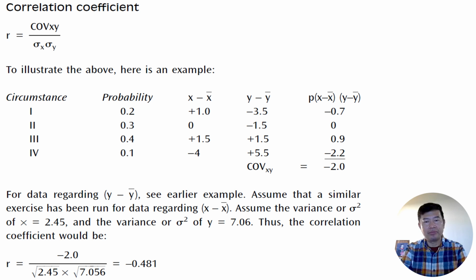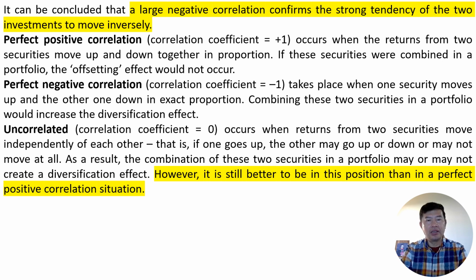Here we go. You have to calculate covariance of X, Y first. This is the formula. So here we got X, this is a probability. Assume that we have X minus X bar, Y minus Y bar like this, and calculate a correlation. The correlation we got is negative 0.481, or negative 48%. This is the opposite movement between X and Y: X increases, Y decreases. A large negative correlation confirms the strong tendency of the two investments to move inversely, or in the opposite way.